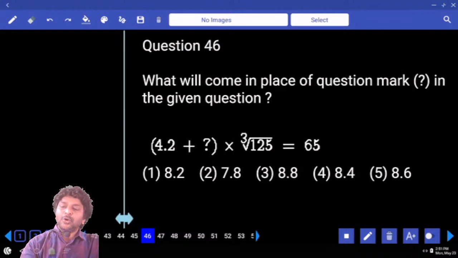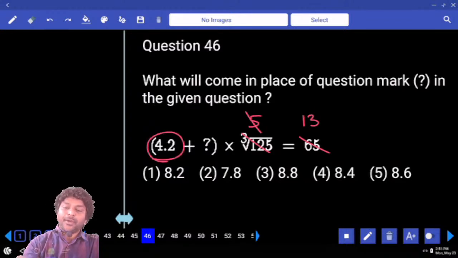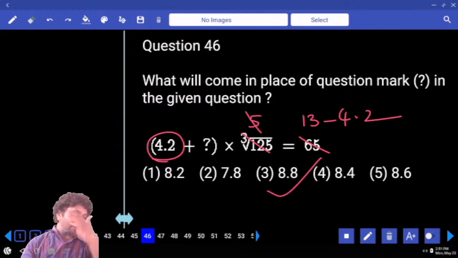So here, the cube root of 125. How much is this? 5. How many times? 13 times. So 4.2 goes to the other side, becomes minus 4.2. Answer 8.8.